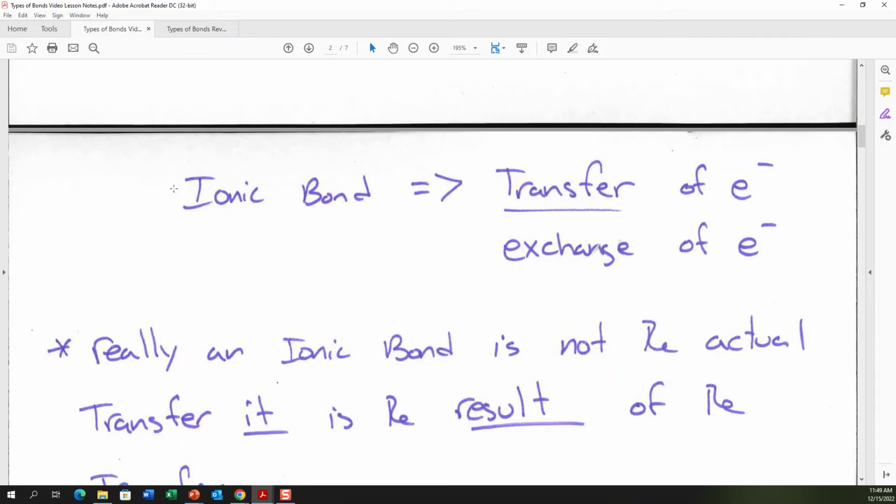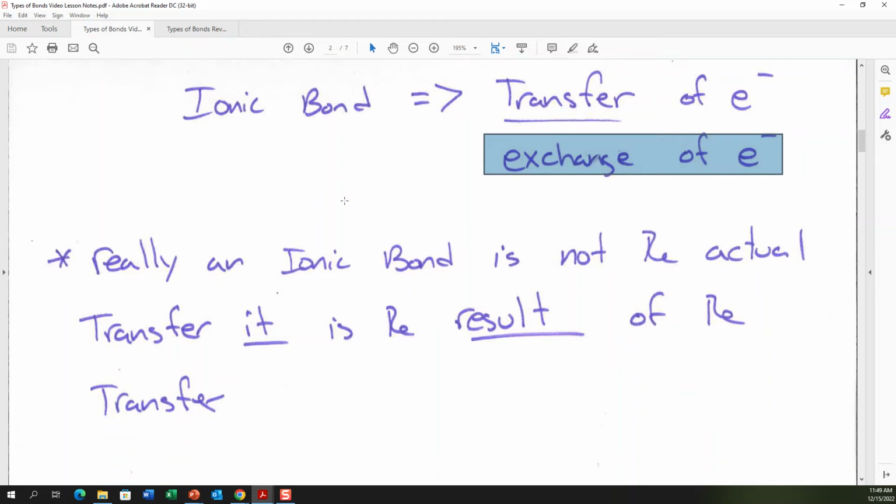So let's talk about what an ionic bond is. It should make sense to you that ionic compounds have ionic bonds. Okay, great. Now, what is an ionic bond? A lot of times we use the keyword transfer to explain what ionic bonds are. You can say the transfer of electrons or the exchange of electrons. One thing losing electrons, another thing gaining electrons, right? That's what an ionic bond is.